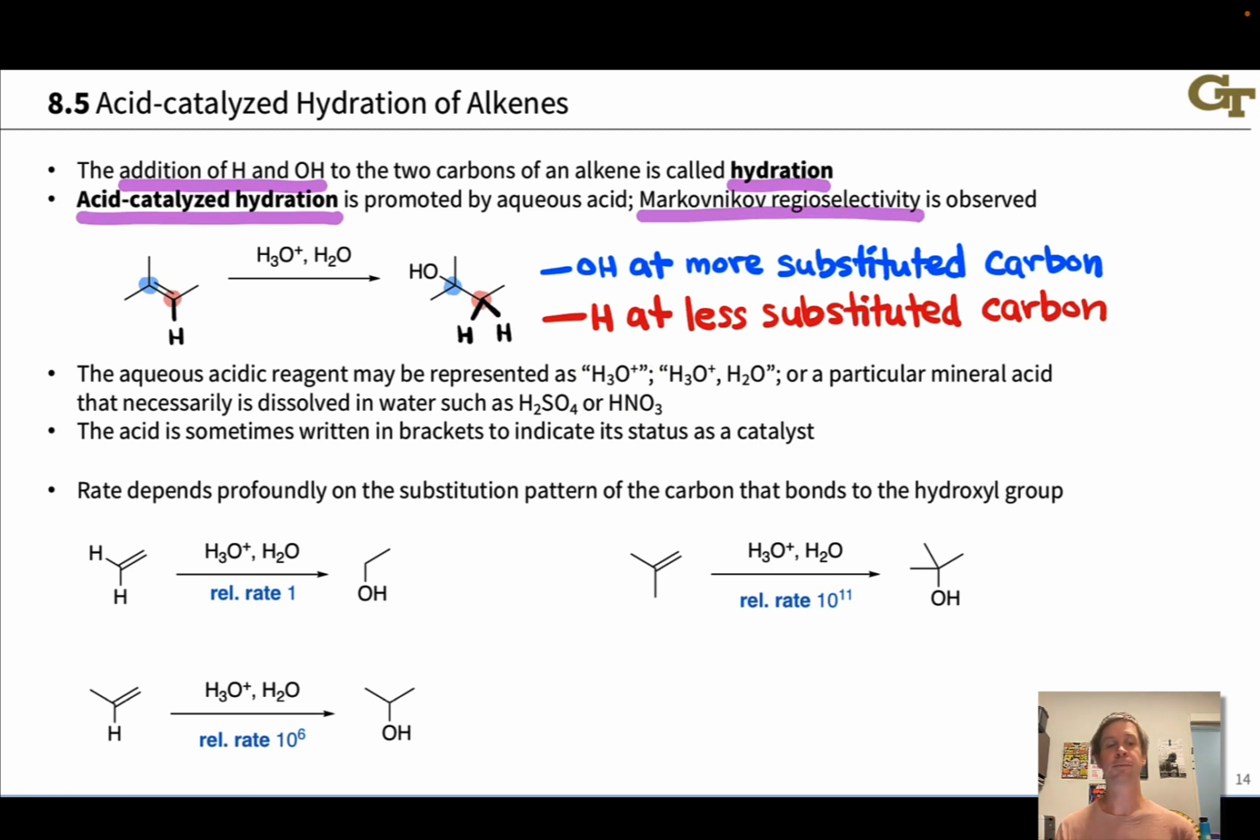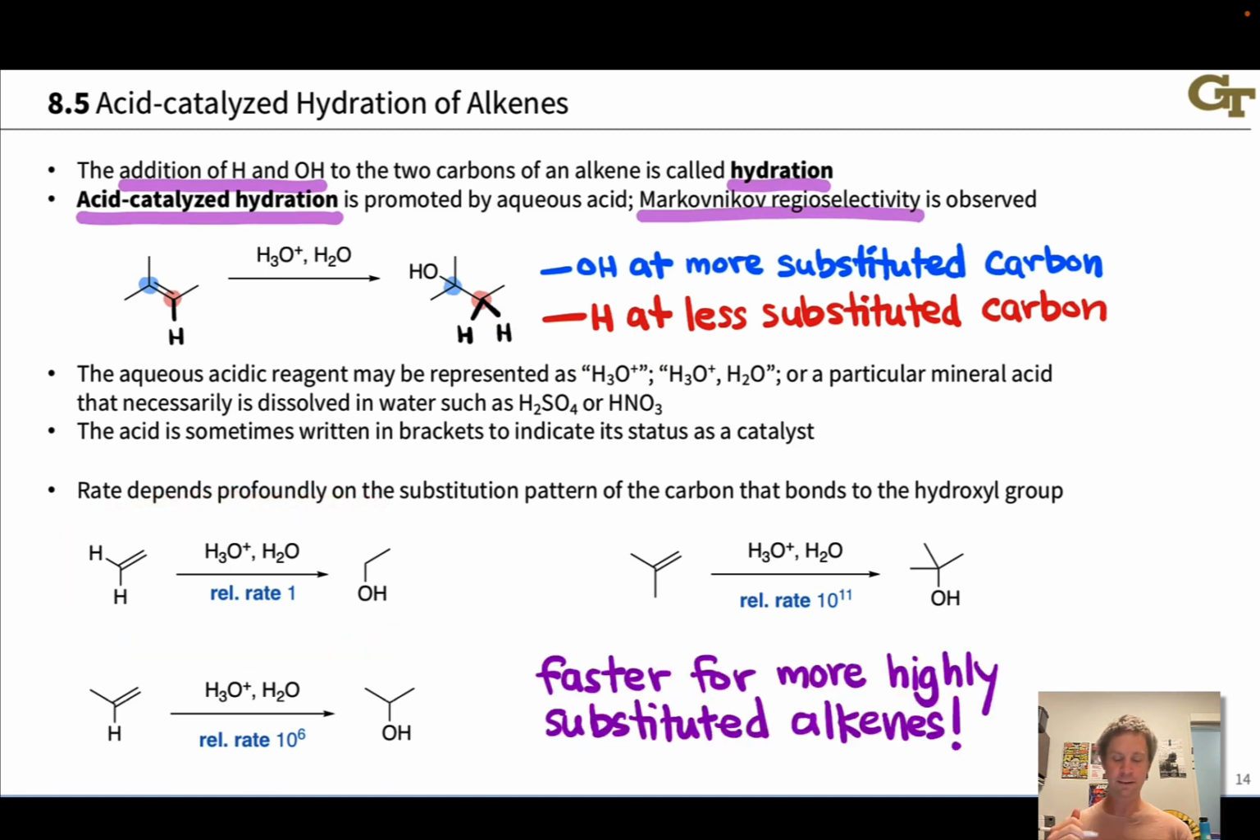The rate of this reaction depends dramatically on the substitution pattern of the carbon that ends up linked to the hydroxyl group. For example, if we set ethylene, C2H4, as our baseline here, with a relative rate of 1, we get 1,000,000 times faster when we replace one of those H's with a methyl group. Two methyl groups leads to a factor of 10 to the 11th. What is that? That's 100 billion times faster than the acid-catalyzed hydration of ethylene over here. So, a dramatic increase in rate as we increase the substitution of the carbons involved in the carbon-carbon double bond of the alkene.